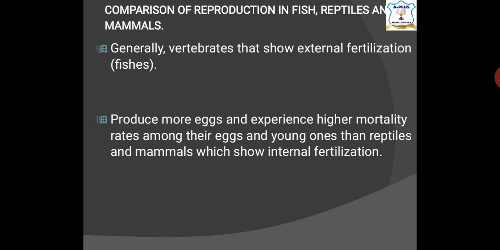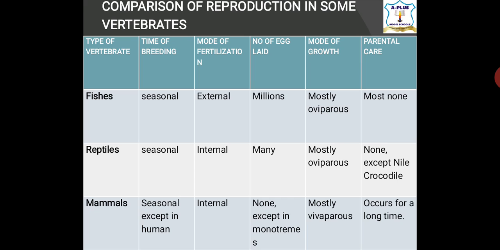That's why they produce more eggs, and they experience higher mortality rates among their eggs and young ones than reptiles and mammals, which show internal fertilization. That means animals that show external fertilization tend to lose most of their young ones or eggs, more than those that show internal fertilization, like the reptiles and mammals.